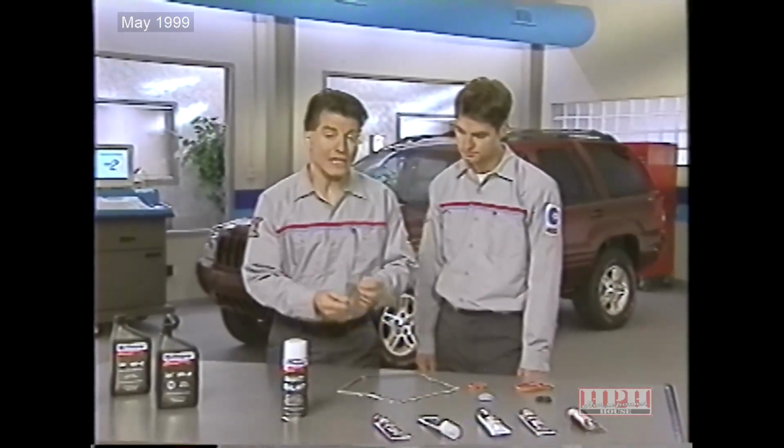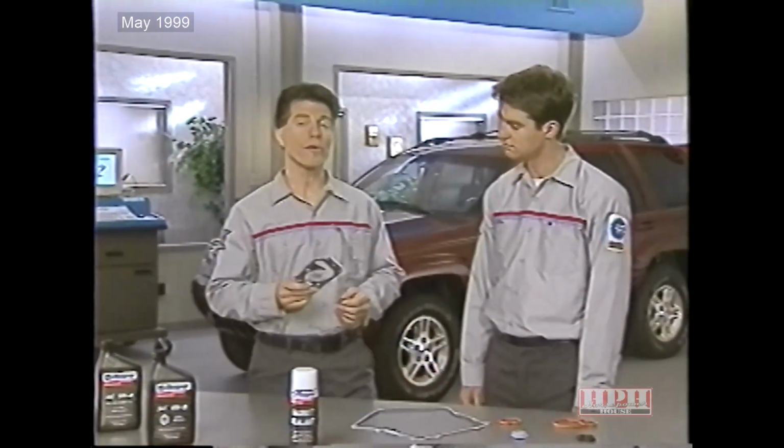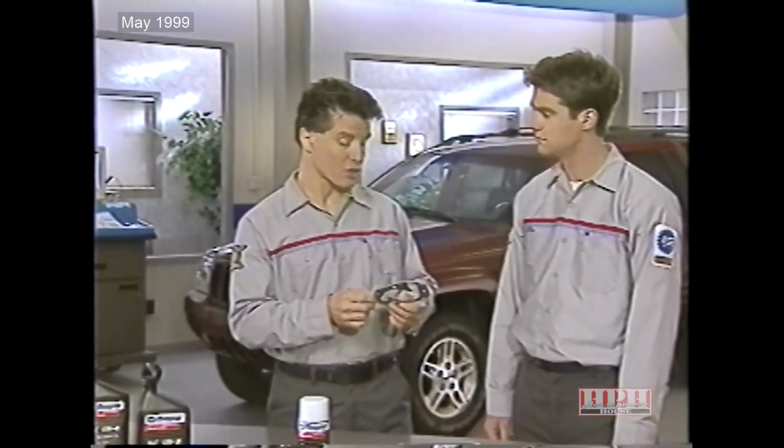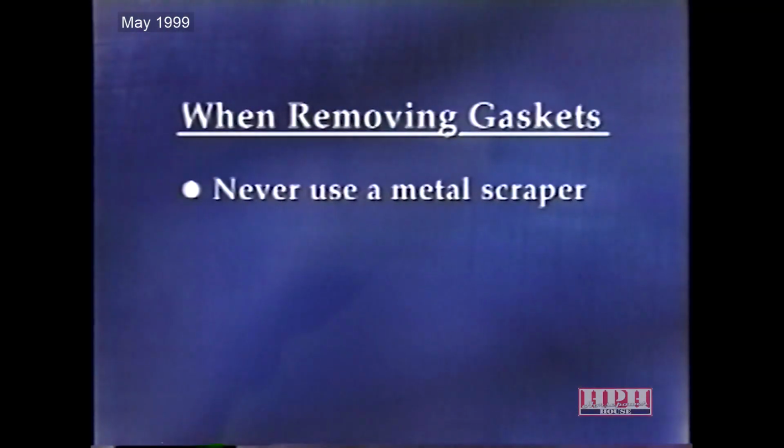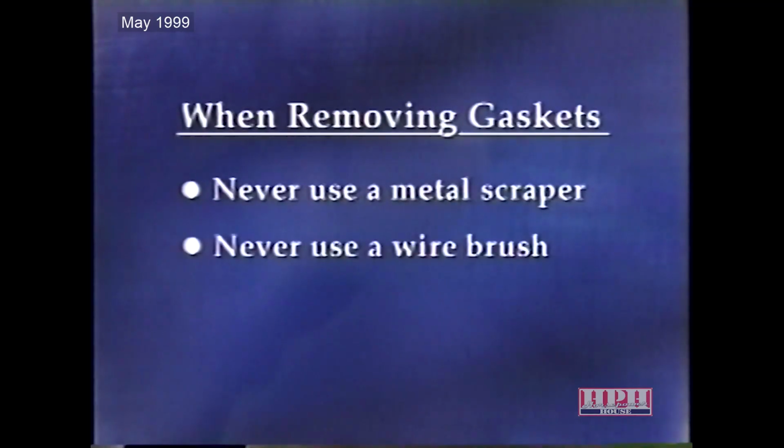Before you install any seals or gaskets, it's important that you clean and prepare the sealing surfaces properly in order to ensure a reliable seal. When removing old gasket material, especially on aluminum surfaces, there are a couple of tools that you should avoid using. Never use a metal scraper or a wire brush on any gasket sealing surface, or damage could result.